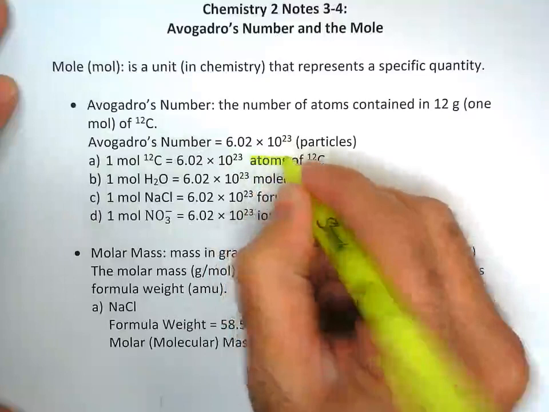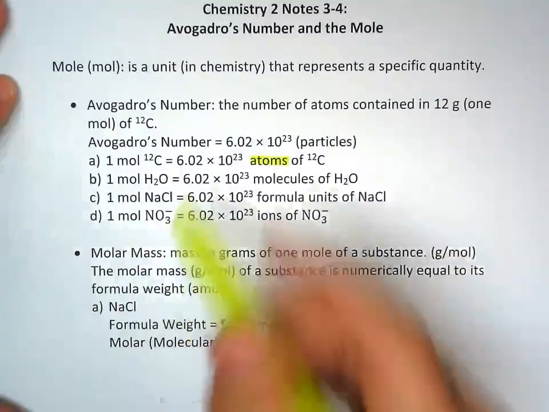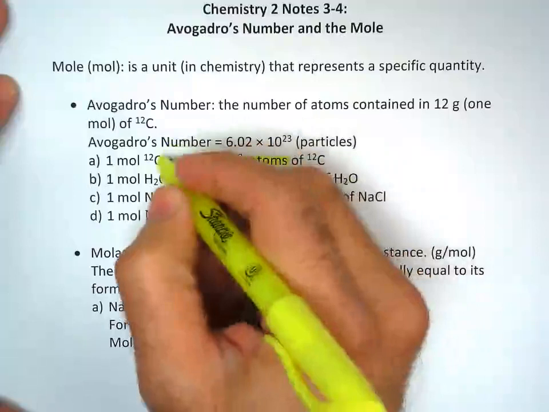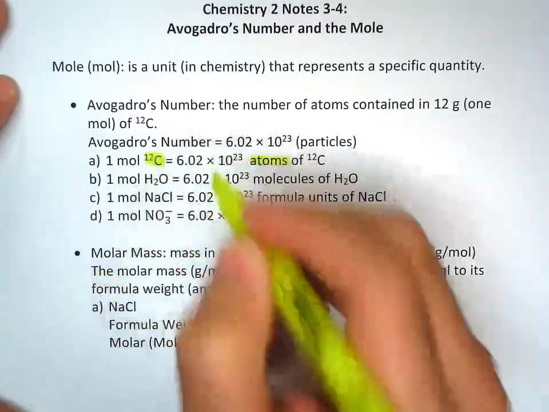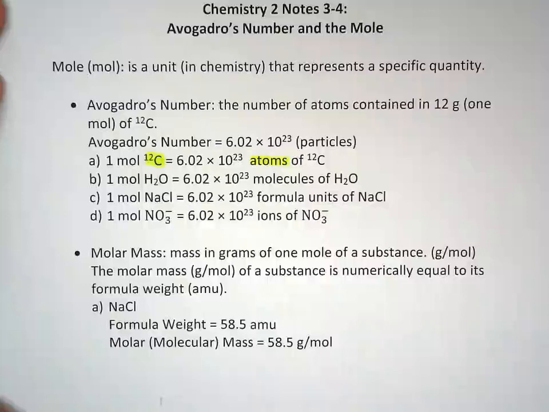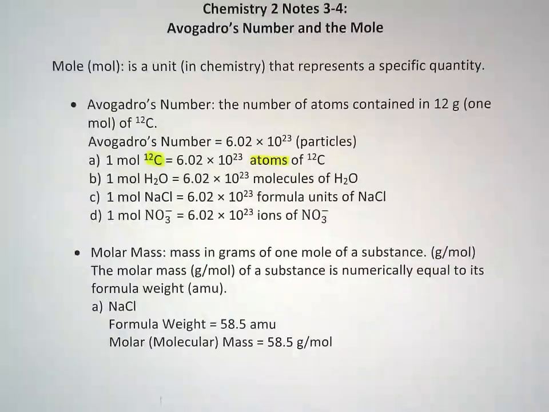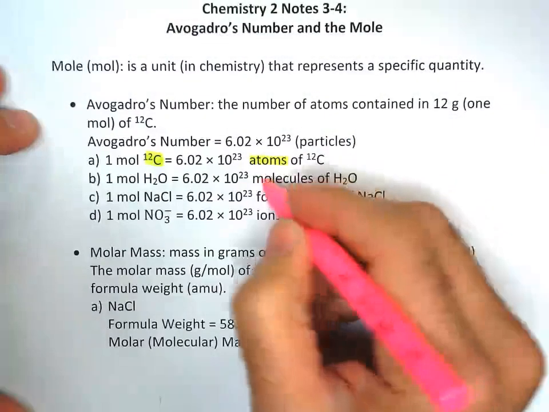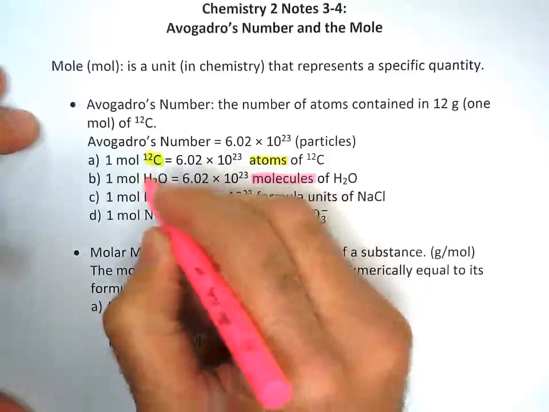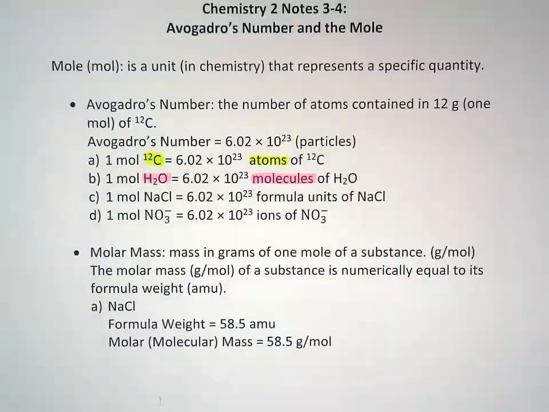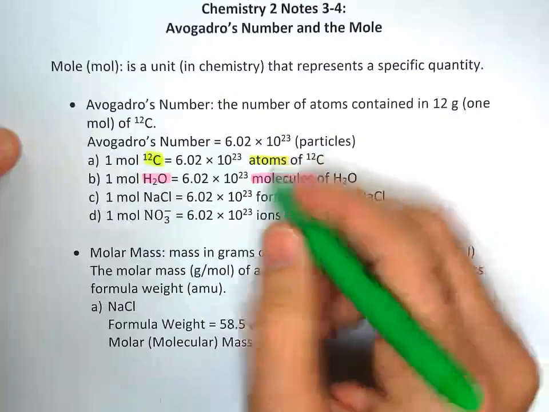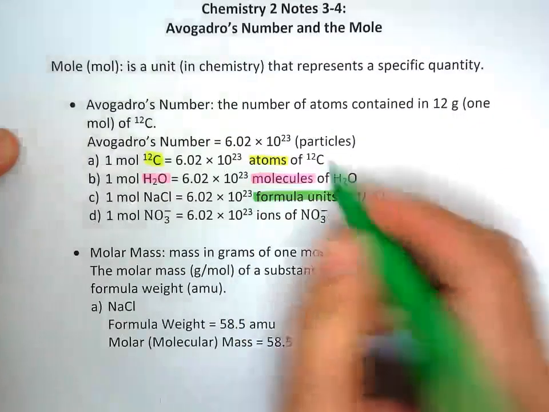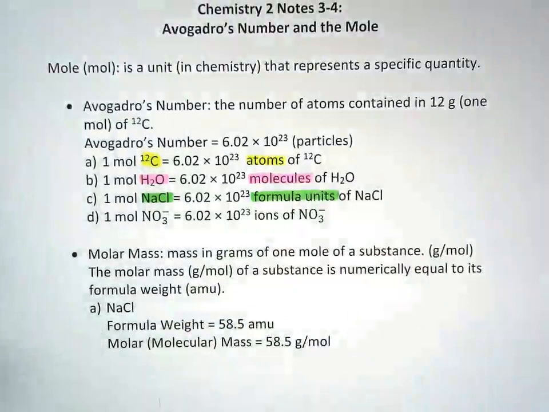You would use atoms when you have a substance that is just a single element. Okay. You can use molecules. You use molecules when you have a covalently bonded substance. You can use formula units. We use formula units when we have an ionically bonded substance.